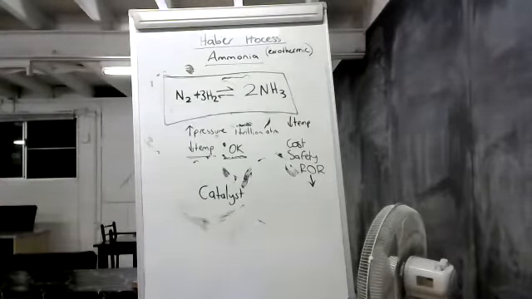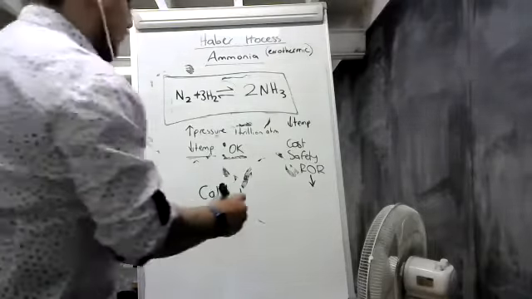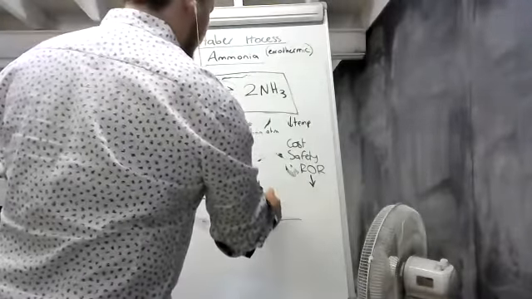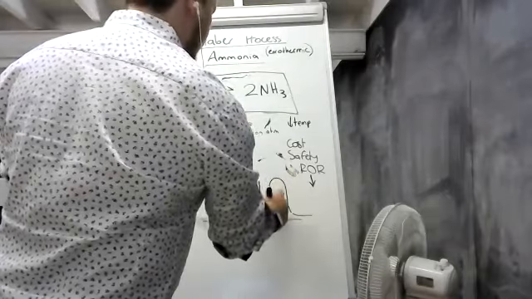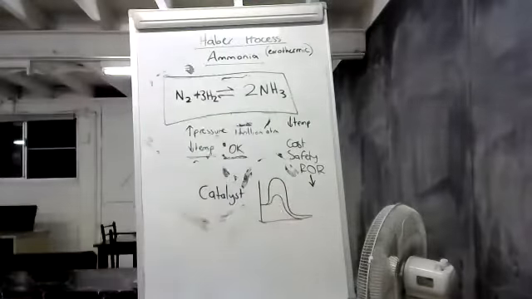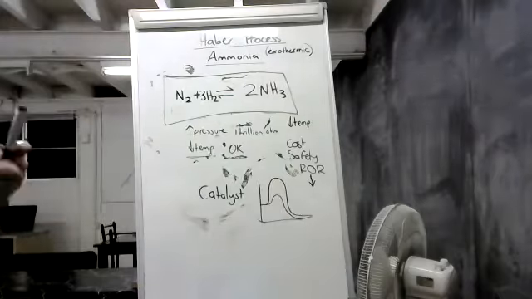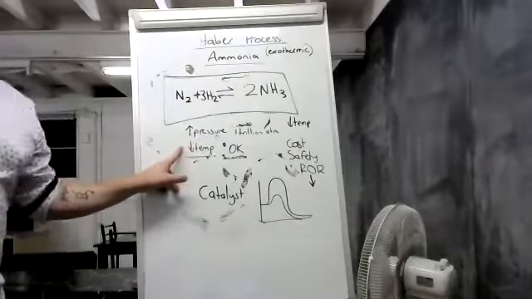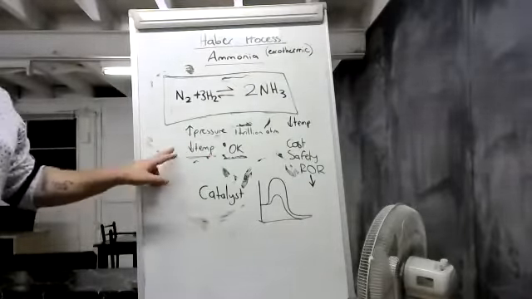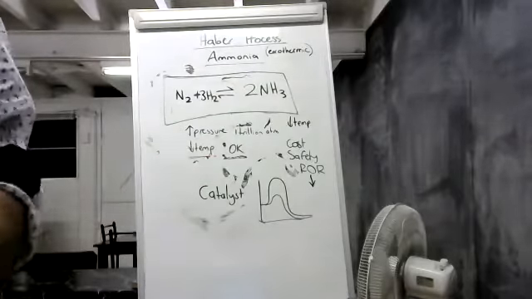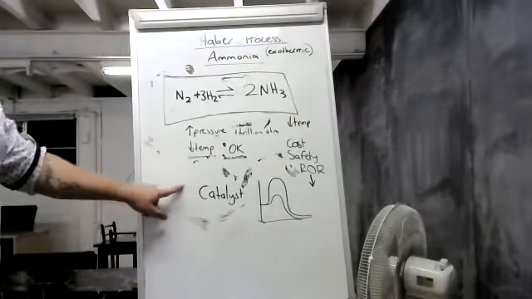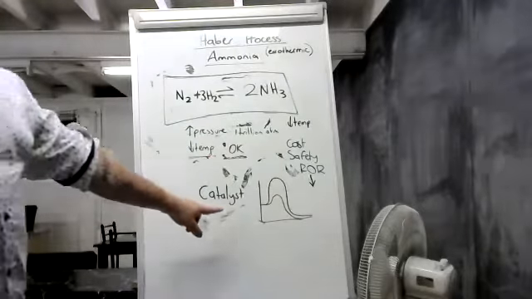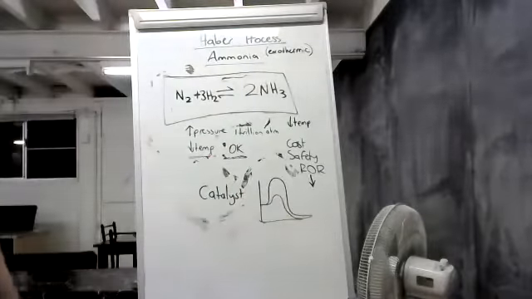What does it do? Maybe if I draw the graph, it'll jog your memory. Lowers the activation energy. So it lowers the amount of energy required for the reaction to take place. So we can drop the temperature. I mean, this reaction still happens at like 300 degrees Celsius. So, I mean, we're not dropping it down too much. But by utilizing a catalyst, we can lower the activation energy for the reaction to take place at a reasonable speed.